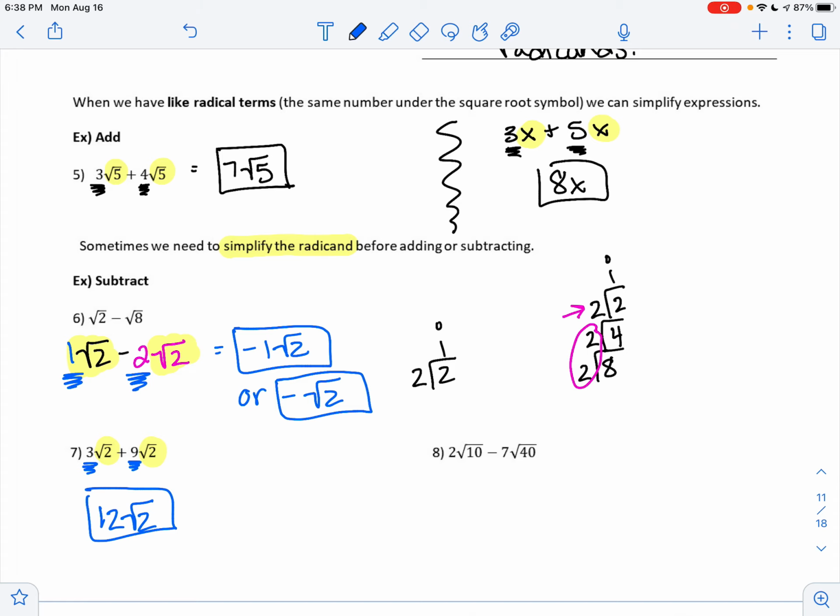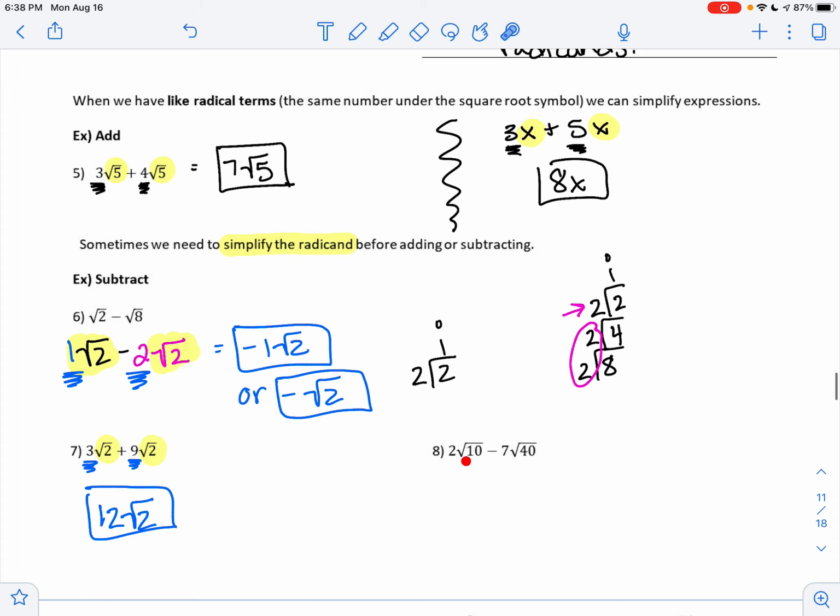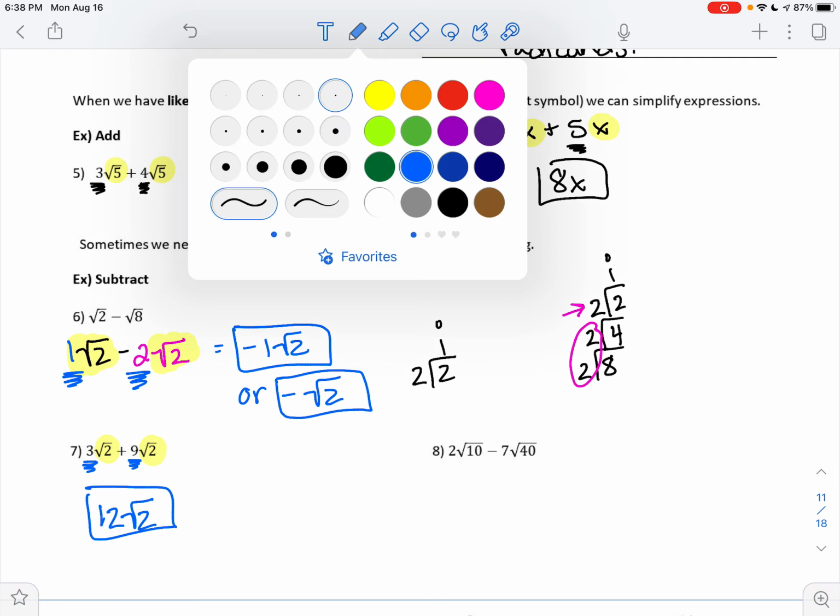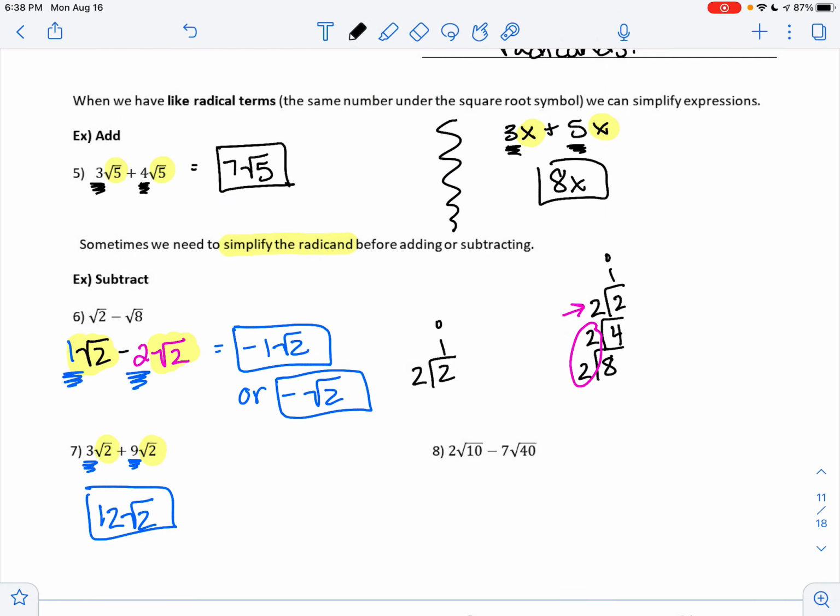On example 8, I do not have like terms because this one is the square root of 10 while this one is the square root of 40. So I'm going to need to do birthday cake first. I'm going to begin by bringing down my coefficient of 2. That way I do not forget about it. And then I'm going to do birthday cake for 10.